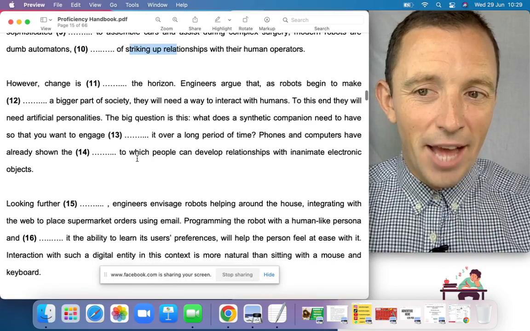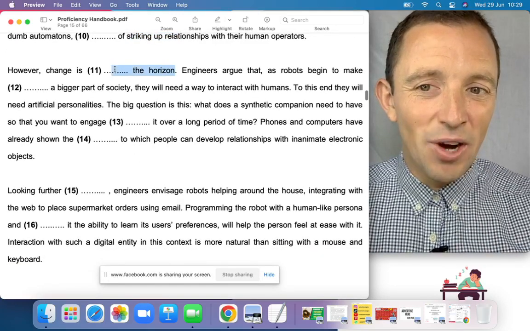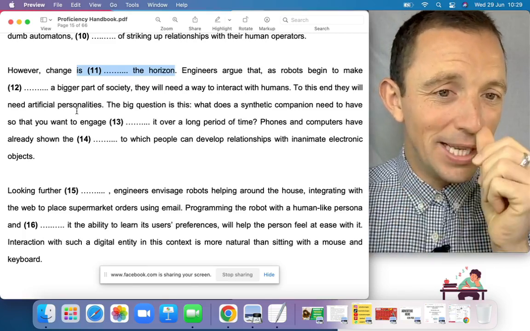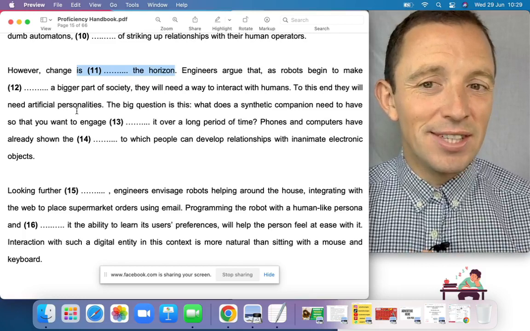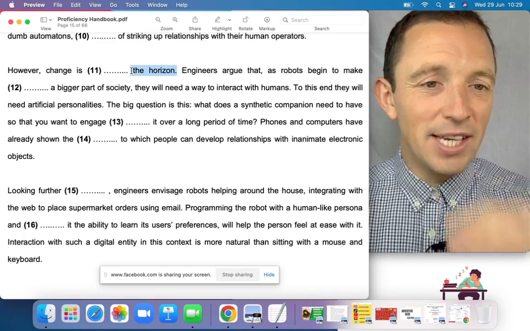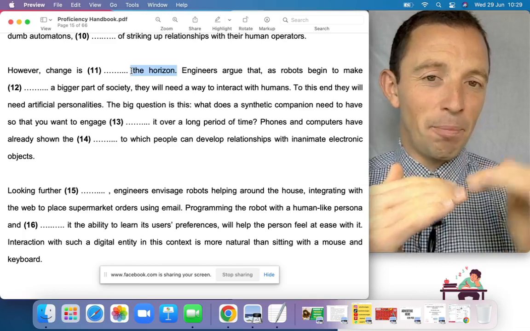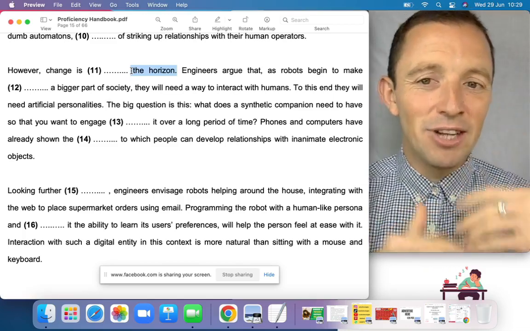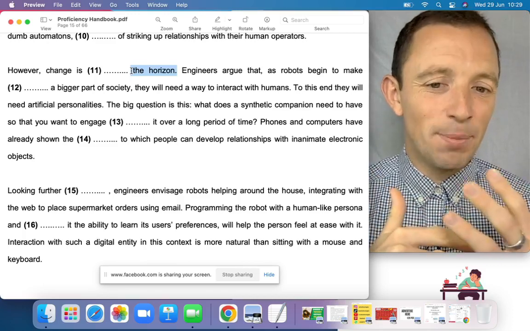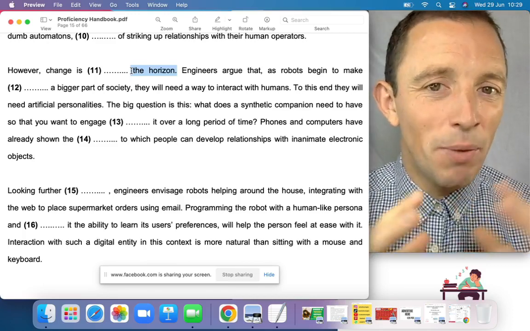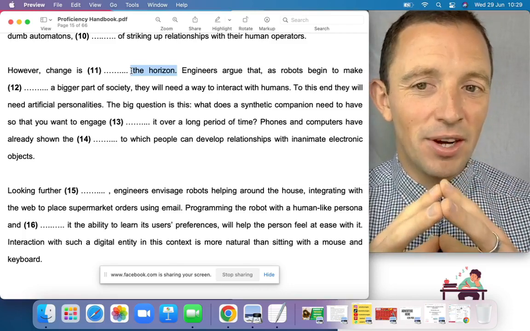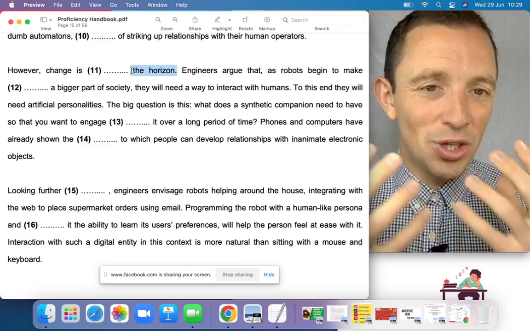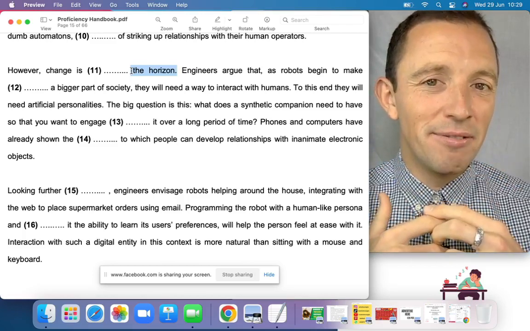Okay. However, change is the horizon. And for me, this is very easy. Hopefully for you, it's the same, because this is an expression with the horizon. The horizon obviously is the part where the land meets the sky. That's the horizon, something you can see. And there's a very famous, well-known expression with horizon. We use the preposition on the horizon. If something is on the horizon, this means it's coming and it will appear very soon.